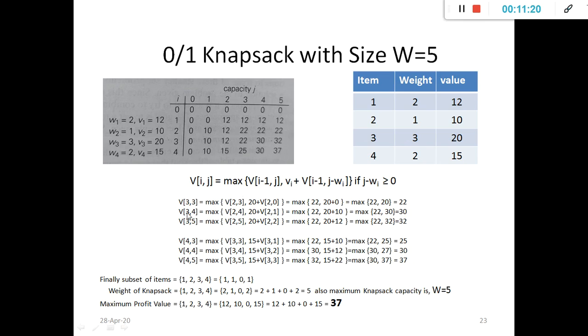Similarly, find the maximum possible value at the position v of 3 by 5. You have to calculate the exact value at the position v of 3 comma 5 using the same formula. Here the i value is 3 and the j value is 5. Max of v of 2 comma 5 comma 20 plus v of 2 comma 2, equal to max of 22 comma 20 plus 12, equal to max of 22 comma 32. When you compare 22 and 32, 32 is the maximum value. Put this maximum value in the table as shown here. The value at the position 3 by 5 is 32.